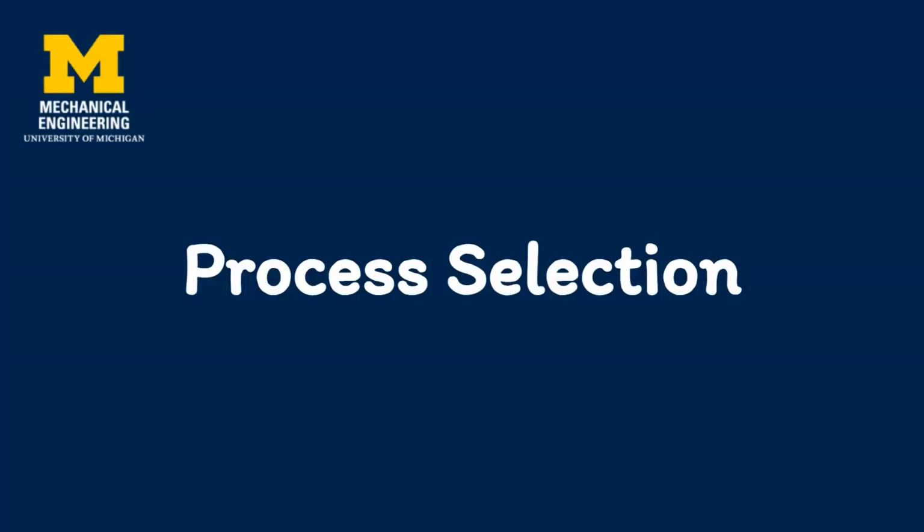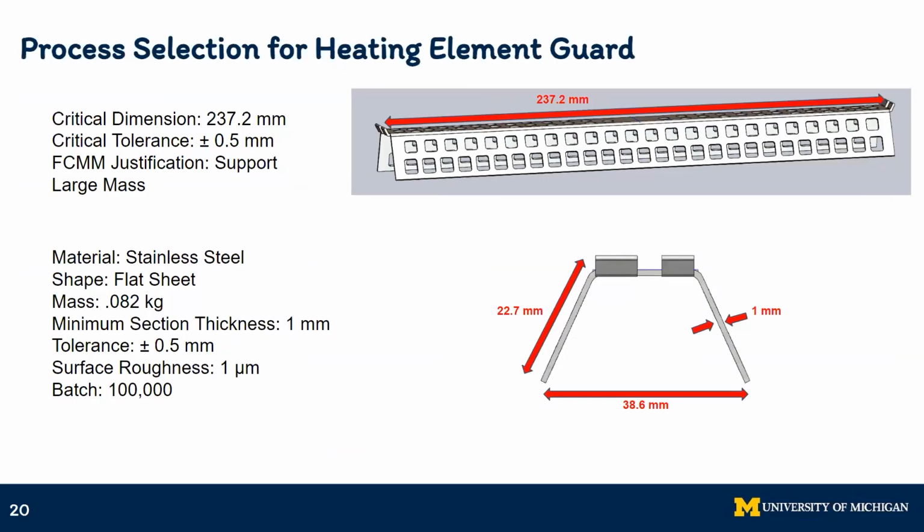We will now discuss the process selection for our two redesigned parts. First, looking at the heating element guard, the critical dimensions are the length and thickness of the part, since it must be large enough to support a large mass as detailed in the function component mapping matrix. Additionally, our tolerance is plus minus 0.5 millimeters, as this allows for effective assembly and proper load distribution.